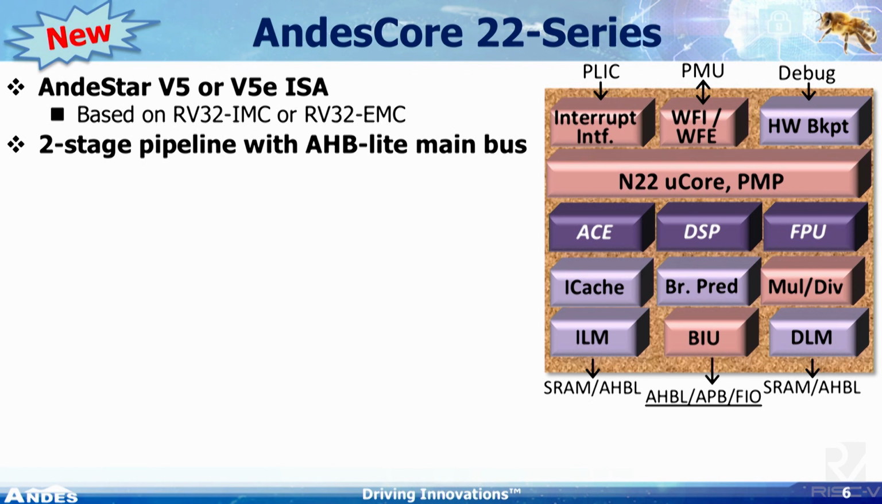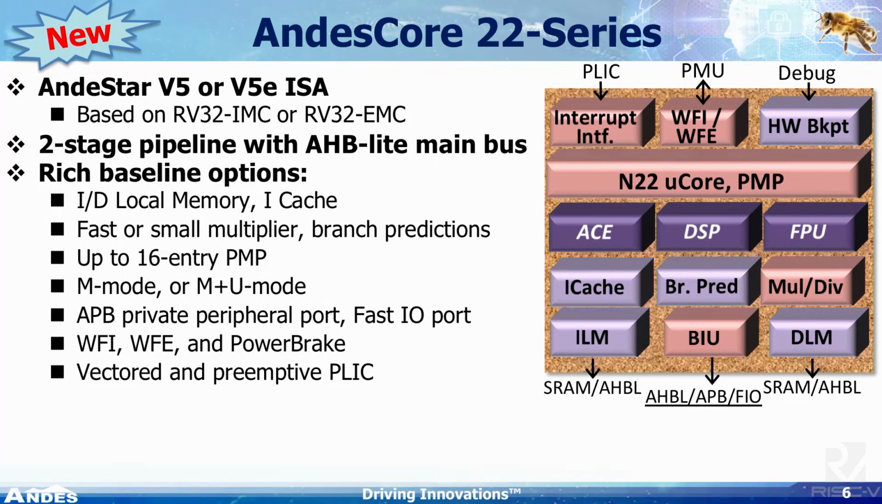It's based on our V5 ISA or V5E ISA, which has 16 registers. Instructions are exactly the same. 2-stage pipeline with AHB-Lite memory, and a lot of rich extensions. It can have local memory, instruction and data, and also instruction caches. That's very useful for flash-based applications, or when you have memory sharing in the big processor. Multiply option, branch prediction, and up to 16-entry PMP, and UMO is optional.